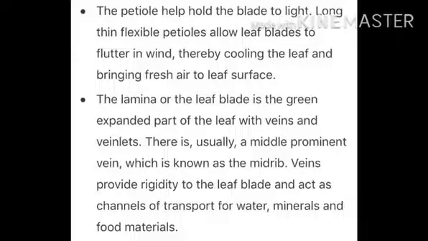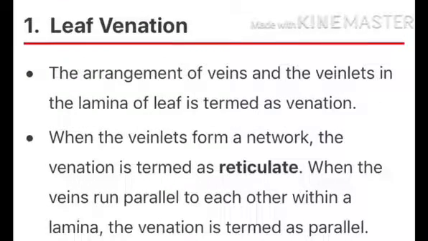The midrib branches out to form a network of veins. The design made by the veins in a leaf is called leaf venation. Now leaf venation: the arrangement of veins and veinlets in the lamina of the leaf is termed venation. When the veins form a network, the venation is termed reticulate. When the veins run parallel to each other within a lamina, the venation is termed parallel.